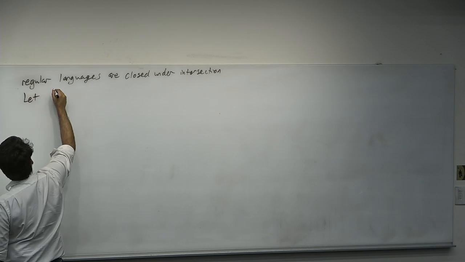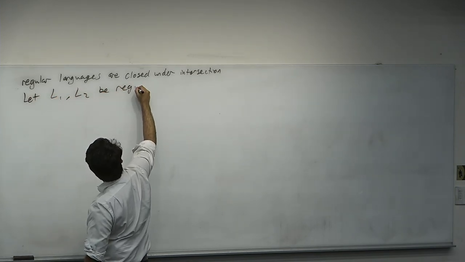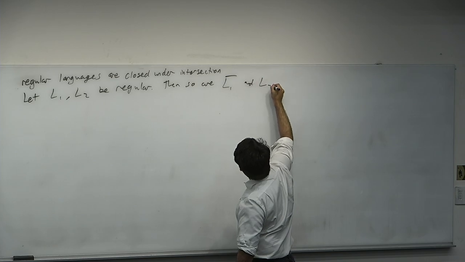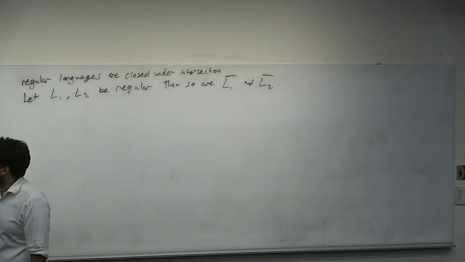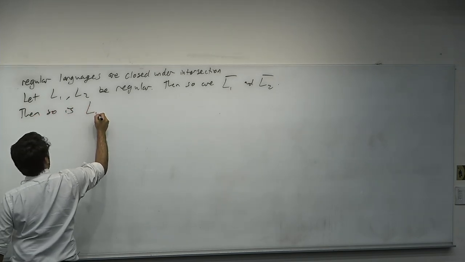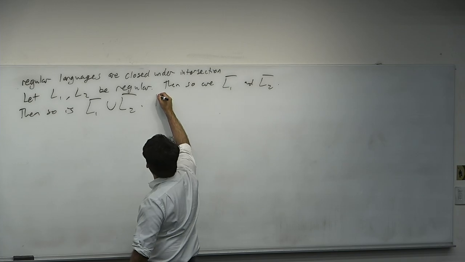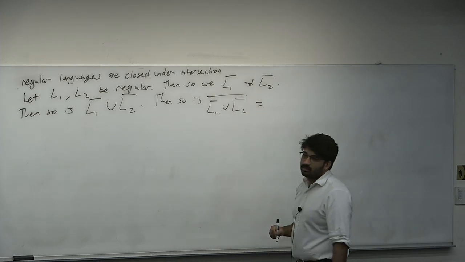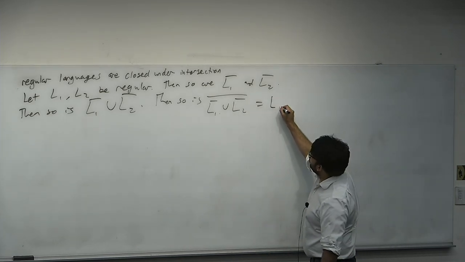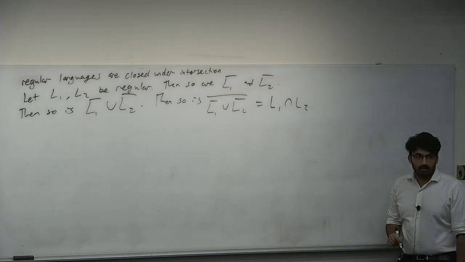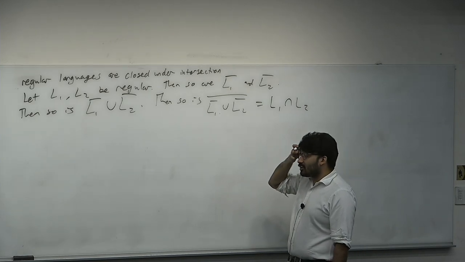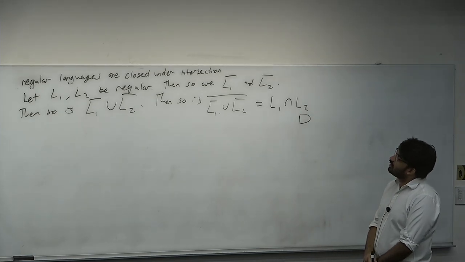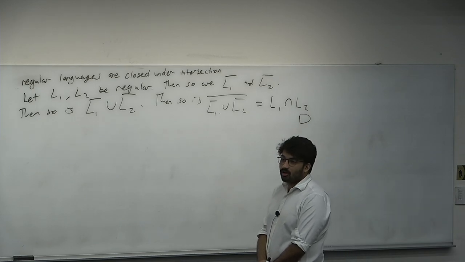Let L1, L2 be regular. Then so are L1 complement and L2 complement, because the regular languages are closed under complement. Then so is L1 complement union L2 complement. Then so is the complement of L1 complement union L2 complement, which is equal to what? By De Morgan's law, L1 intersect L2. So we can construct a DFA for the intersection of any two regular languages, but we didn't actually construct a DFA. We just said that if L1 and L2 are any regular languages, then L1 intersect L2 is also regular.